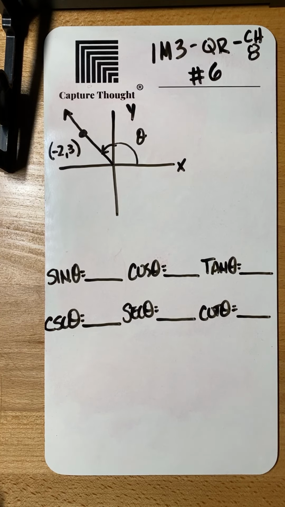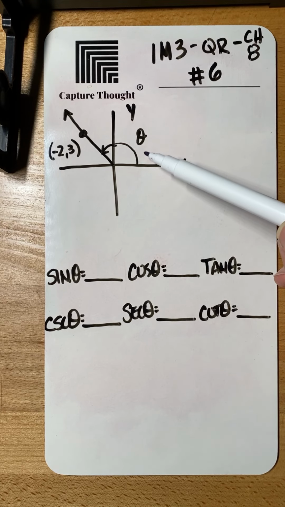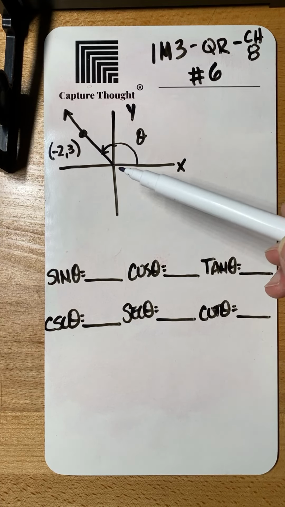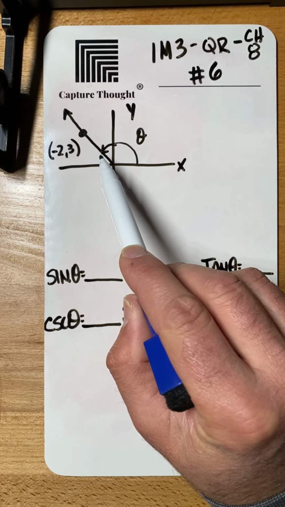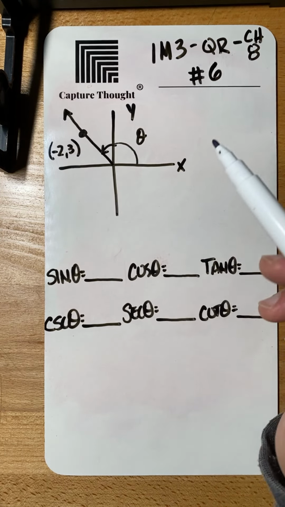All right, so number 6 on the QR code review for chapter 8 is asking us to evaluate the 6 trig functions for theta. So they give you a picture. Here's your angle theta. It's over here in quadrant 2. And they give you a point on this terminal ray at -2, 3.